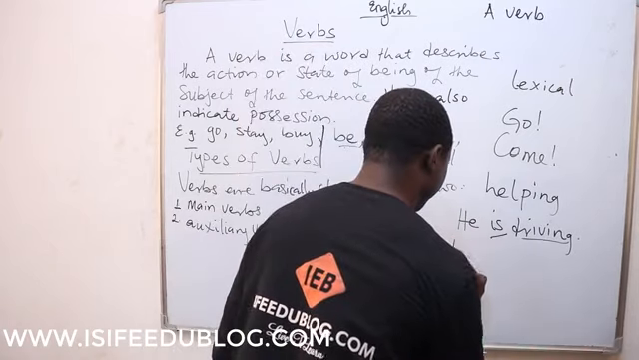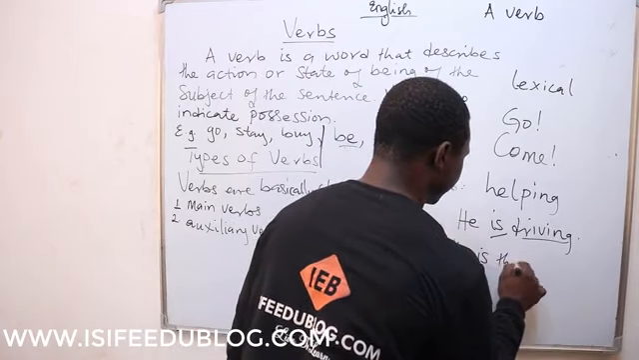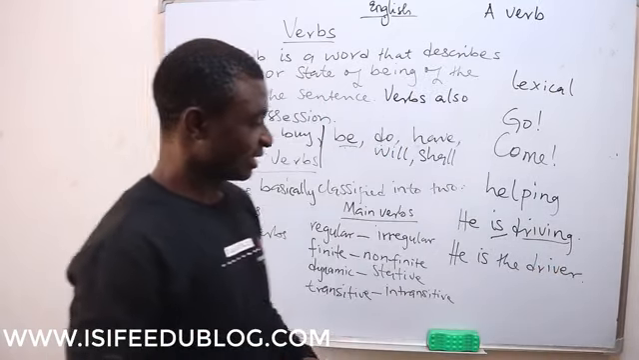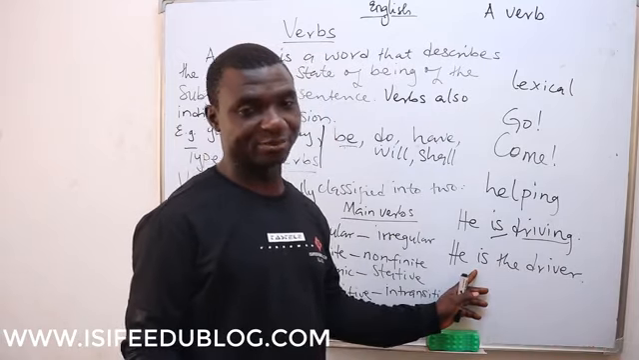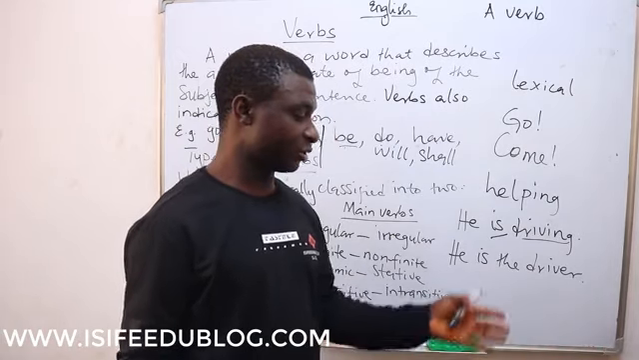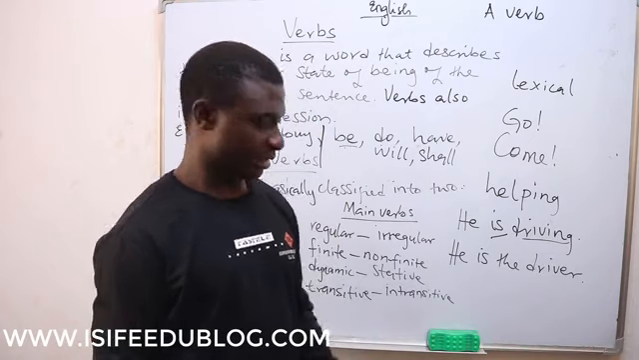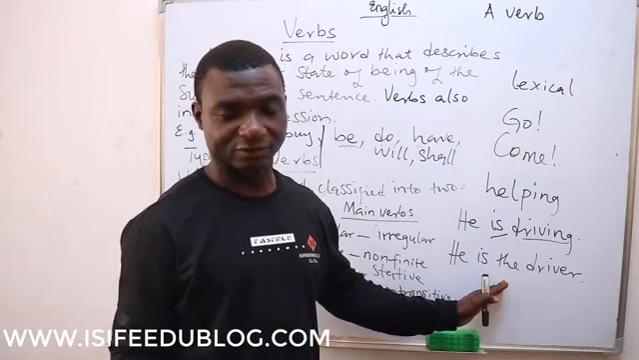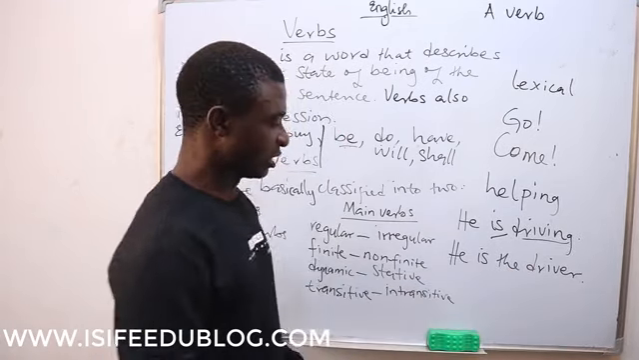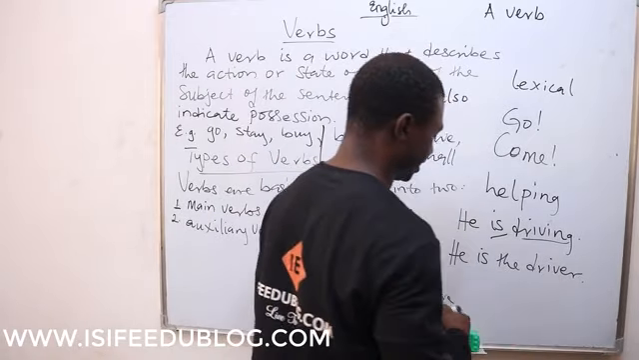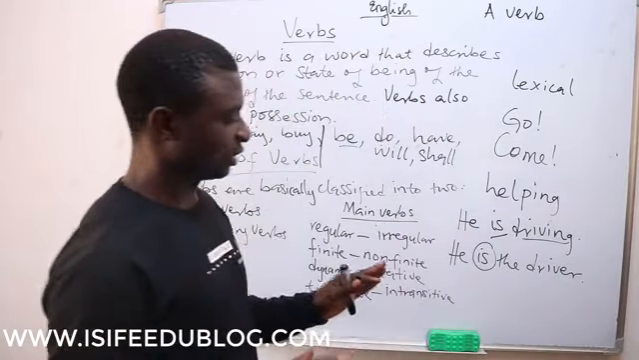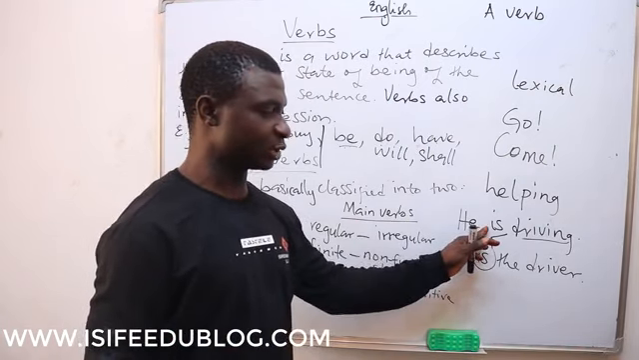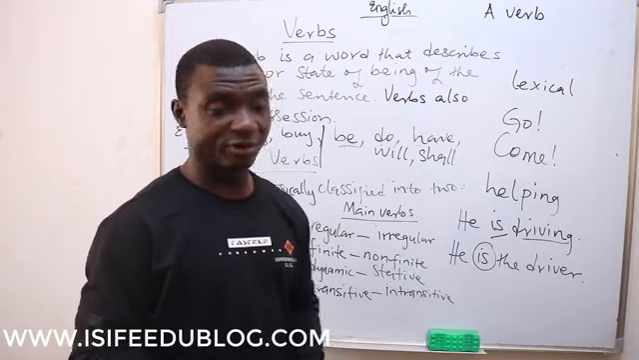But what if we say, "He is the driver"? In the absence of a main verb, is becomes the only verb of this sentence. Though we call it a linking verb, you can't help describing it as the main verb in this sentence. Right? Of course, it is the main verb because it is the only verb. So, "He is the driver." In this case, is is working as the main verb of this sentence, while here it is working as an auxiliary verb.